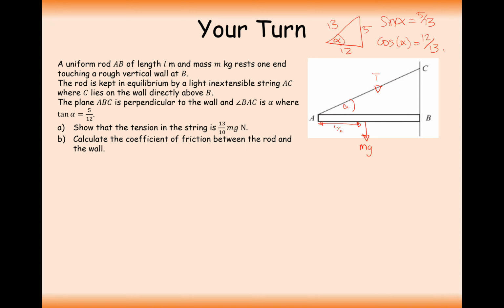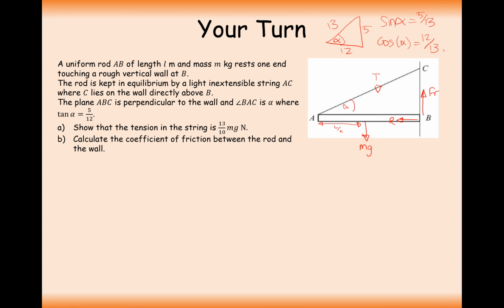So it rests with one end touching a rough vertical wall. So we're going to have friction on one side, and friction is going to be acting upwards, because if friction wasn't there, the most likely situation is that point B is going to slide downwards, so friction will be acting upwards in the opposite direction there. And we're also going to need a reaction force coming outwards here, so we can then use F friction equals mu R.